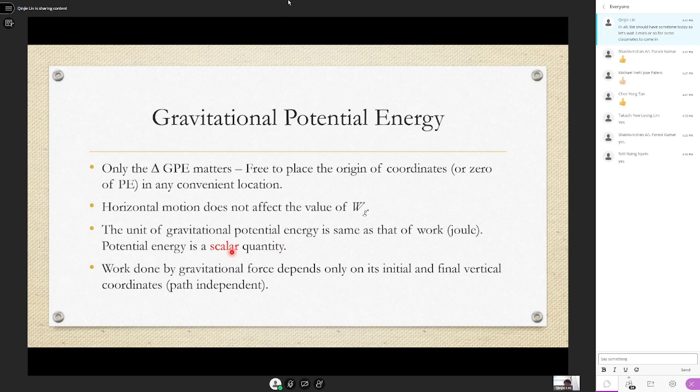Sometimes we will see a negative sign, but that does not mean it's pointing in the opposite direction. When we are dealing with energy, if we see a negative sign, it means energy is taken away from a system. You deduct it from the system. It does not mean it's pointing in the other direction because it's just a scalar, not a vector. So in that sense, some students will feel that energy is easier than forces, because there is essentially no direction to this topic. Work done by gravitational force depends only on its initial and final vertical coordinates, so it's path independent.